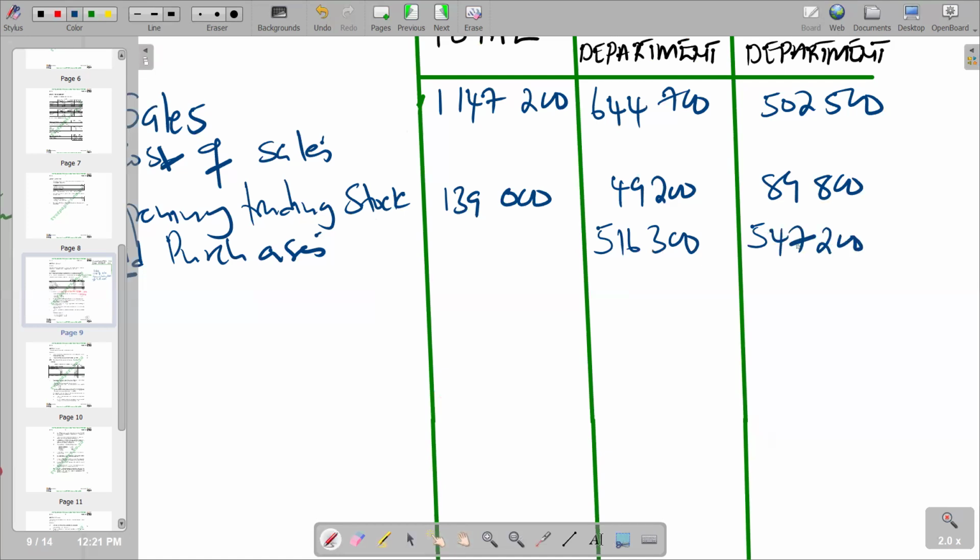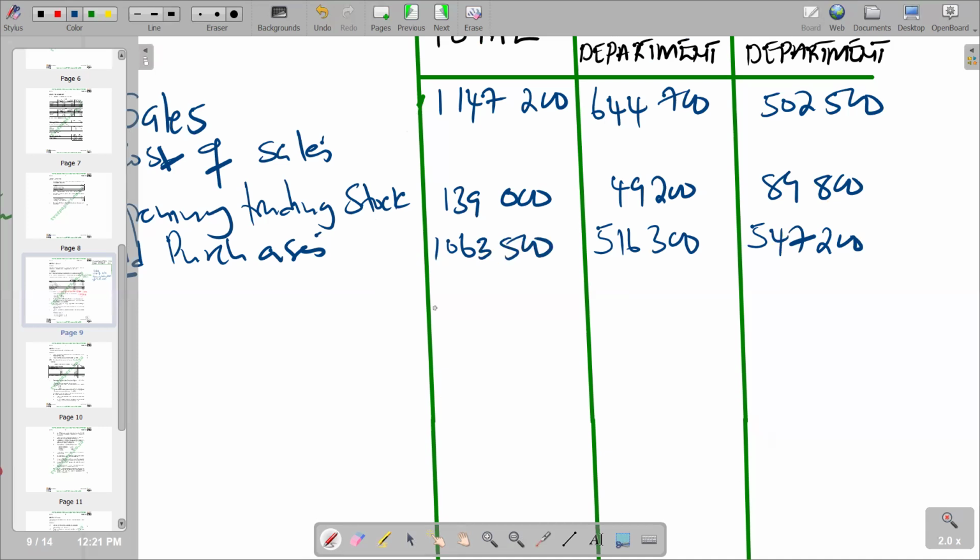Then for the total, we're now saying 547,200 plus 516,300. Then you get your total here, which is 1,063,500. So this is the figure that we have.